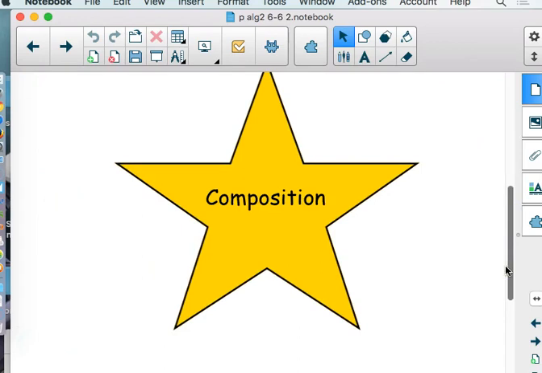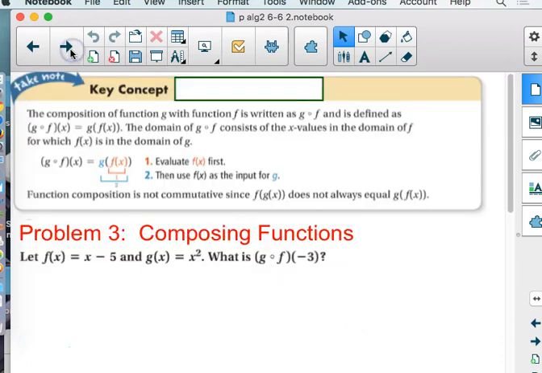charge. Now the good news is, it won't be the hardest thing you've ever done. It won't be. But what we have to do is make sure that we understand it, because we have some new notation. And that always takes a little bit to get used to. So the box on the top of the next page says we've got some key concepts for composition of functions.